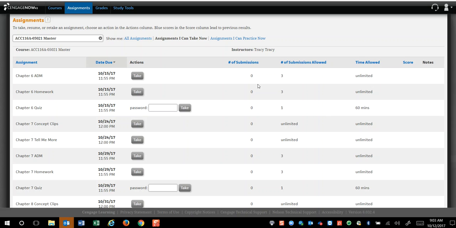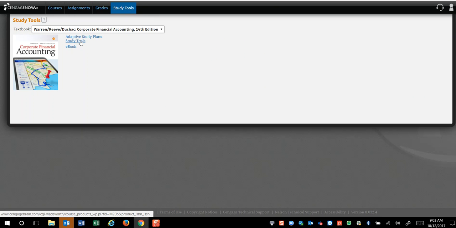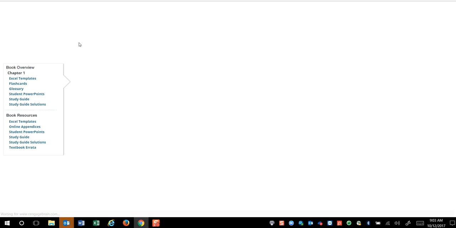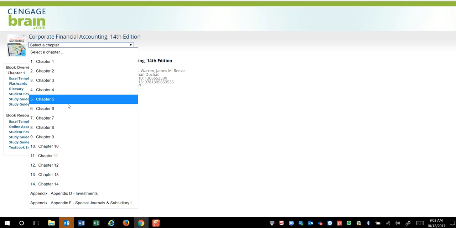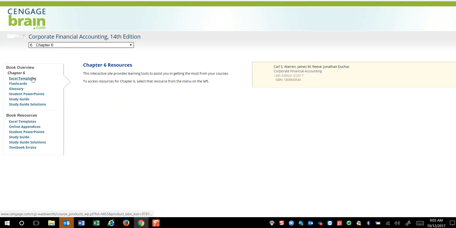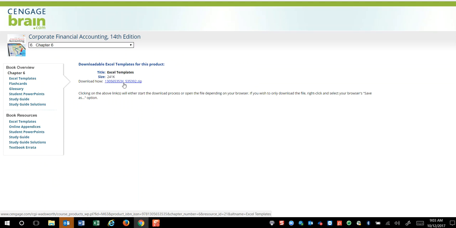So I am in CNOW now, as you can see, and one of the things I'm going to do is go right to the study tools and to the Excel. First I'm going to select chapter 6. Then I'm going to go to the Excel template and simply download it. It just makes it easier for me to fill out and show you, but I also wanted to let you know that that is available to you.